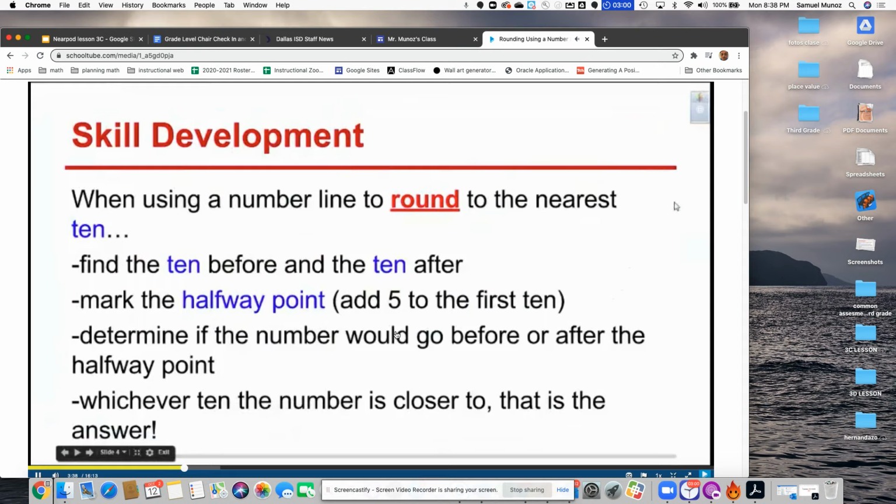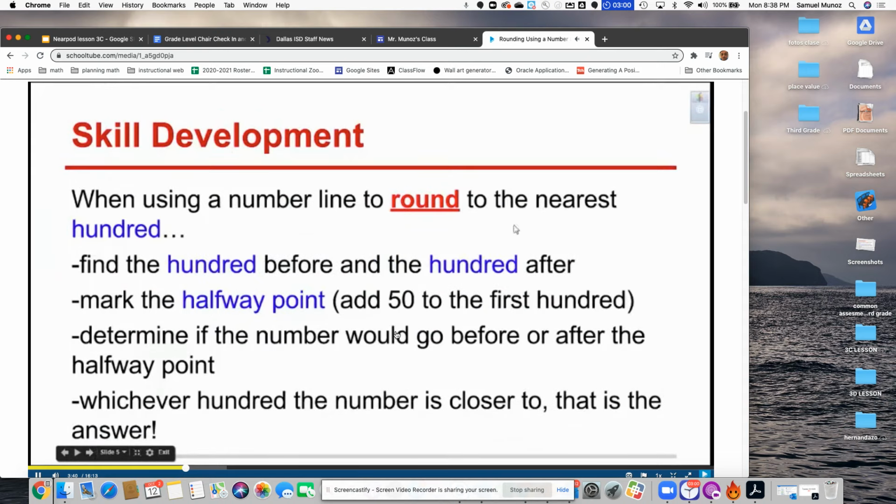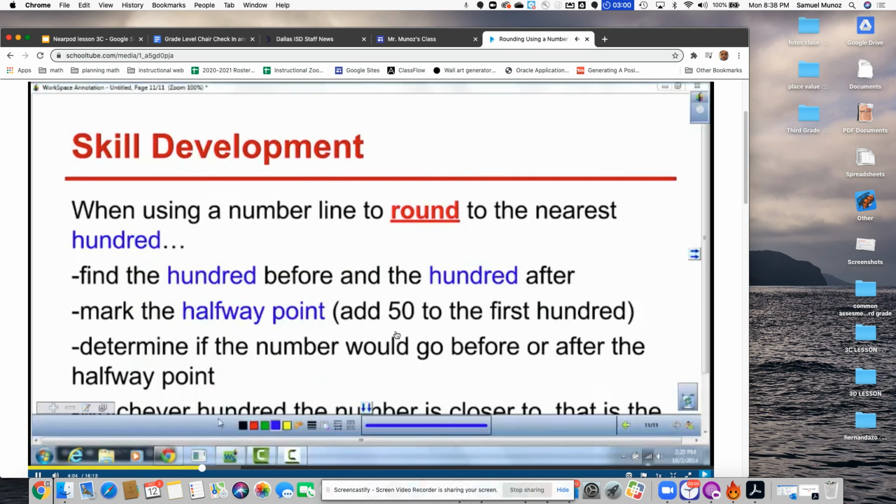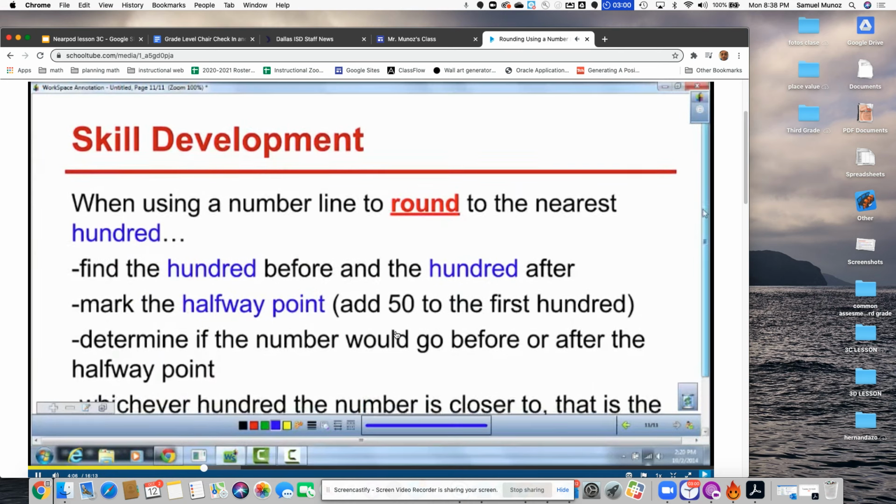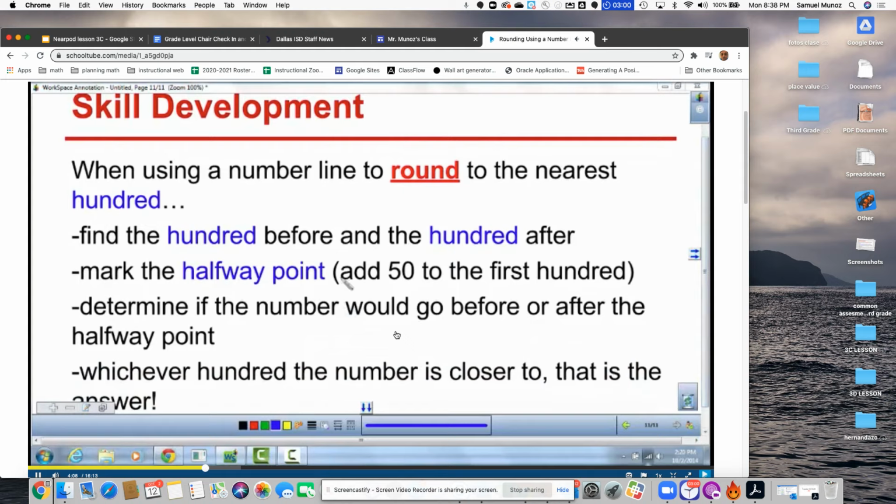Now let's take a look at rounding to the nearest 100. The same steps are involved when we're rounding to the nearest 100. First, find the 100 that comes before and the 100 that comes after. Next, mark the halfway point. You're going to be adding 50 to the first 100. After that, determine if the number would go before or after the halfway point. Whichever 100 it's closer to, that's what you're going to round to.